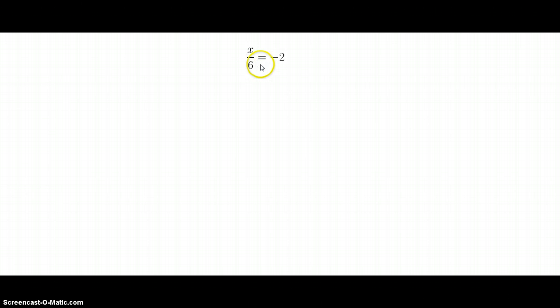Next, we're given x over 6 equals negative 2. Now, the most common thing that people are going to want to do is divide negative 2 by 6. But x is already being divided by 6, so we have to do the opposite of division, because that's the operation that's happening here. And the opposite of division is multiplication. So we are going to multiply this side by 6 to cancel out that 6.